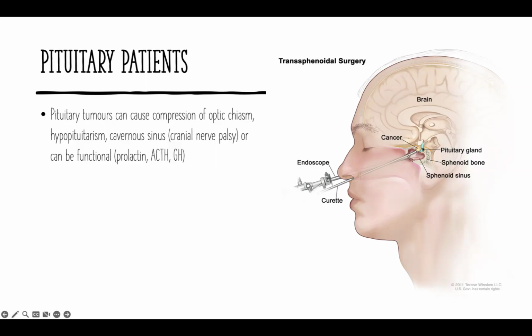It can cause pressure onto the normal pituitary gland and it can cause hormonal deficiencies. It can go out to the sides and cause cavernous sinus involvement. It can cause cranial nerve palsies, especially to the eyes, or it can be a functional lesion. So this tumor can secrete hormones on its own. Prolactin, ACTH, growth hormones are the common ones, and they can have widespread symptoms, and usually an endocrinologist is closely involved.